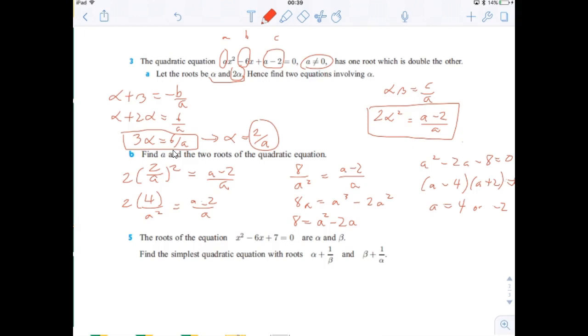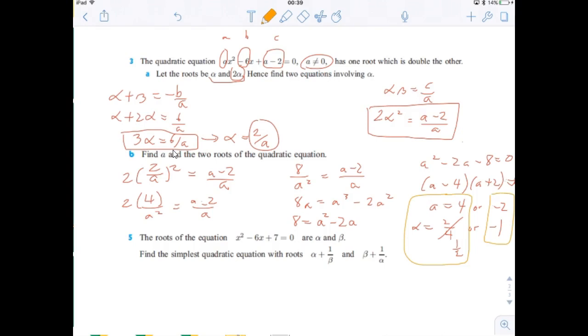And what's the value for alpha then? Well, remember, alpha is equal to 2 over a. So alpha could be 2 over 4, or 2 divided by negative 2, which is equal to negative 1. So it would be either 1/2 or negative 1. So those are the possible sets of solutions. Either a equals 4 and alpha equals 1/2, or a equals negative 2 and alpha equals negative 1.